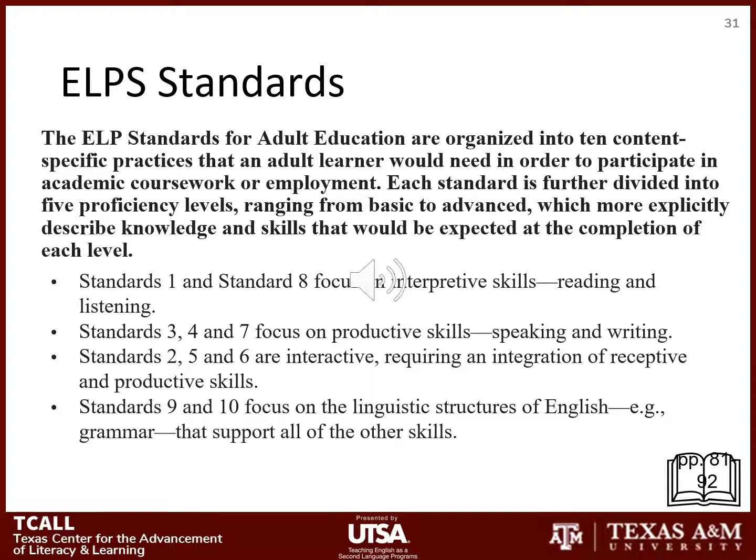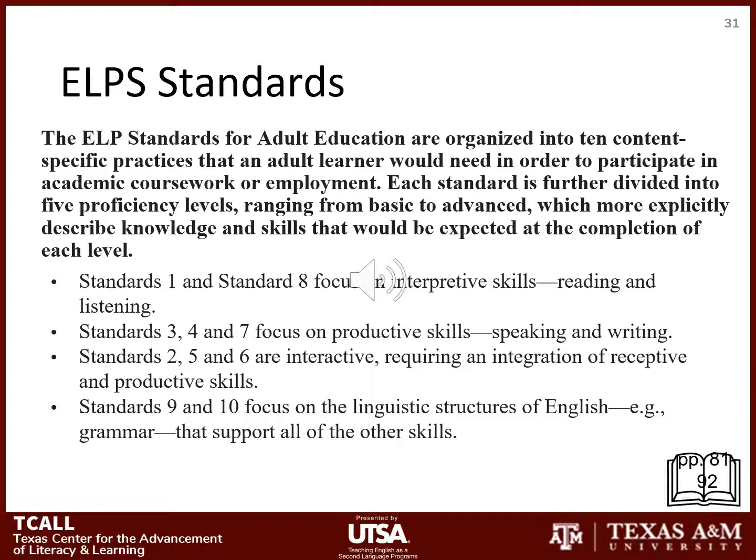The ELPS standards are organized into 10 content-specific practices that an adult learner would need in order to participate in academic coursework or employment. Each standard is further divided into 5 proficiency levels, and note that the ESL content standards have 6 levels, ranging from basic to advanced, which more explicitly describe knowledge and skills that would be expected, not at the beginning, but at the completion of each level. So that is the same for both the ELP standards and the ESL content standards. Here are some other important things to know about the ELP standards.